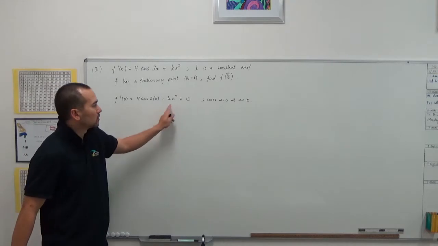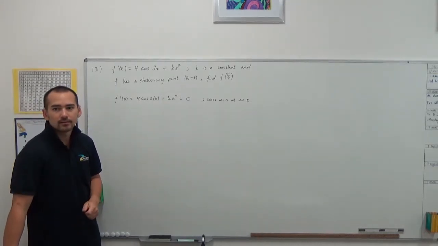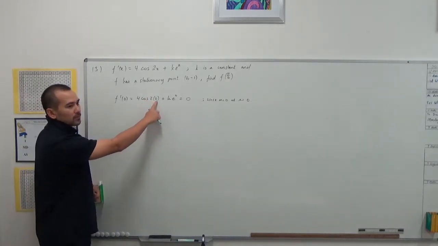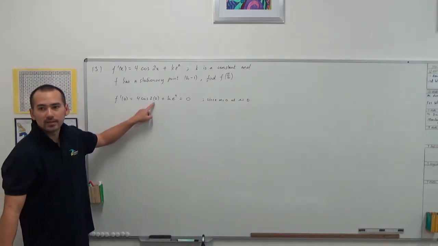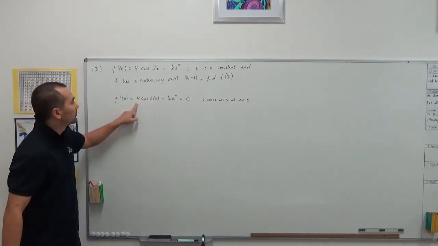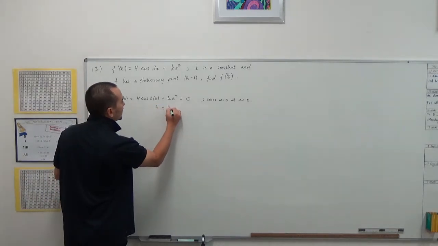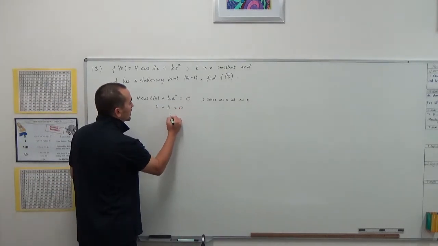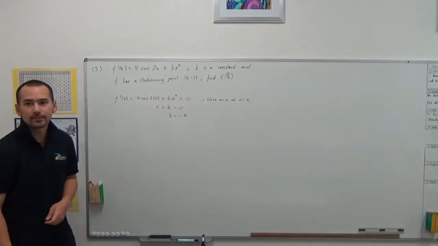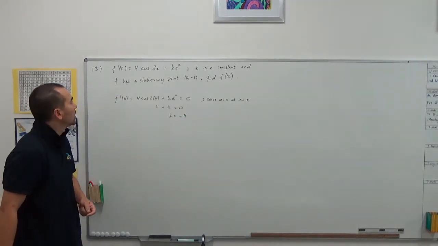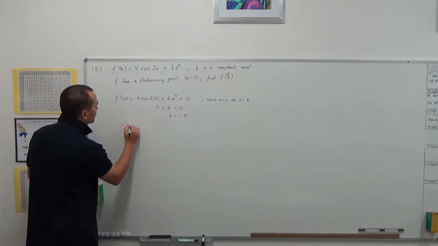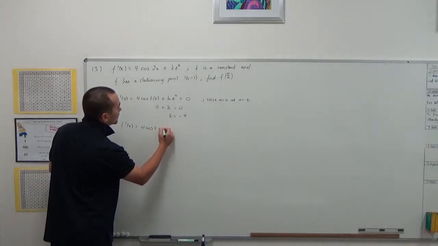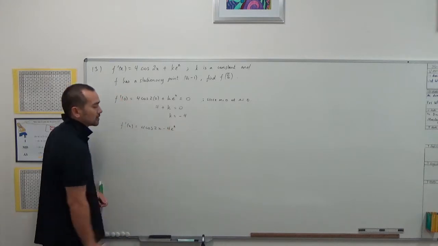And do you think we have enough now to solve for k? Let's have a go. What is the cosine of 2 times 0? Cosine 0 is 1. 1 times 4 makes 4. So 4 plus k times, what's e to the power 0? 1. So 4 plus k is equal to 0, which means k is equal to negative 4. Not too tricky. So we could say then that the derivative function is equal to 4 cosine 2x minus 4e to the x.